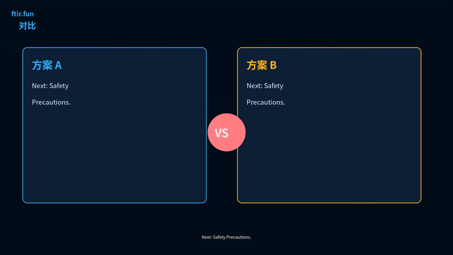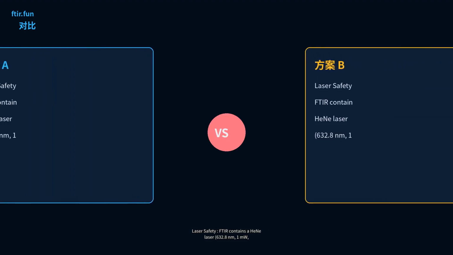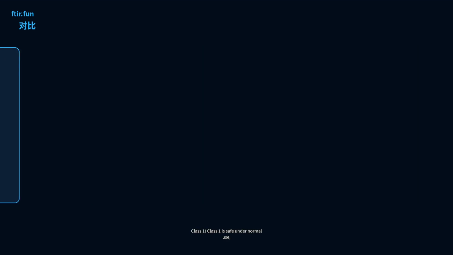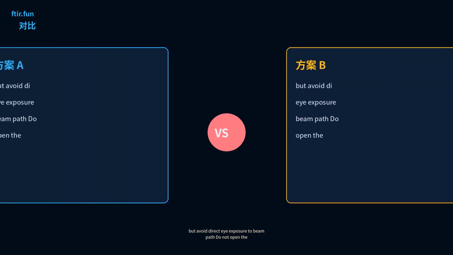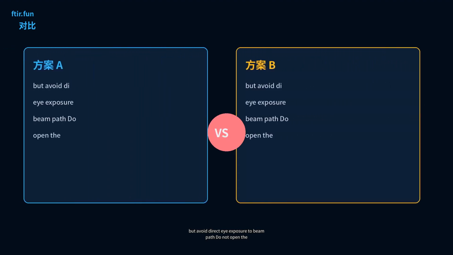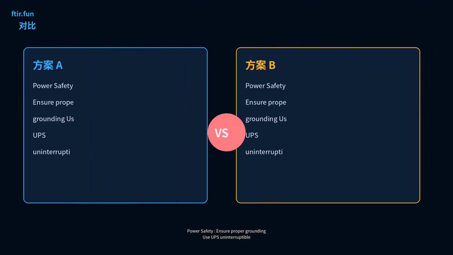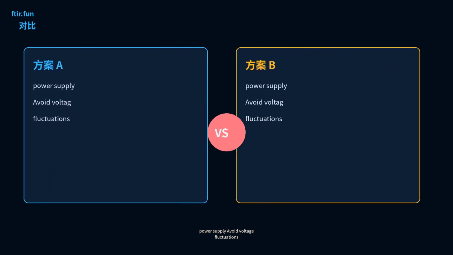Next, safety precautions. Laser safety: the instrument contains a HeNe laser, 632.8 nanometers, 1 mW, Class 1. Class 1 is safe under normal use. To avoid direct eye exposure to the beam path, do not open the instrument beam path cover. Power safety: ensure proper grounding, use a UPS uninterruptible power supply, avoid voltage fluctuations.